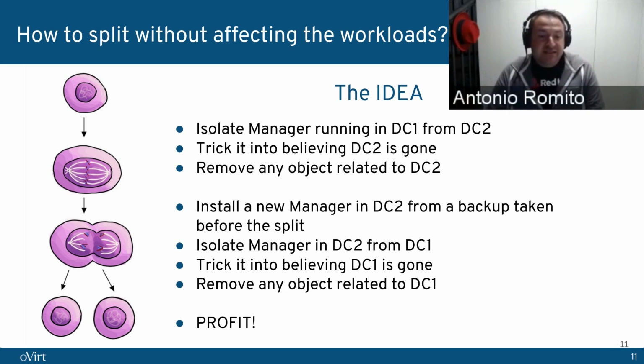We identified that the key part of the work procedure was to isolate the manager running on the first data center from the other one, making the first manager believe that hypervisors running in the second data center were gone due to a network outage, while keeping the VMs alive.